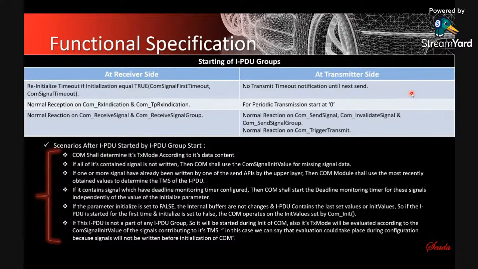Okay, this is for the transmission side, and for periodic transmission, it must start at 0 because I'm the transmitter, so I am the one who has to start everything. Okay, normal reactions on Com send signal, Com invalidate signal in case you have a valid value at the initialization, and Com send signal group also, and there are normal reactions on Com trigger signal to trigger the signal to be transmitted. Okay, these are the scenarios which could happen.